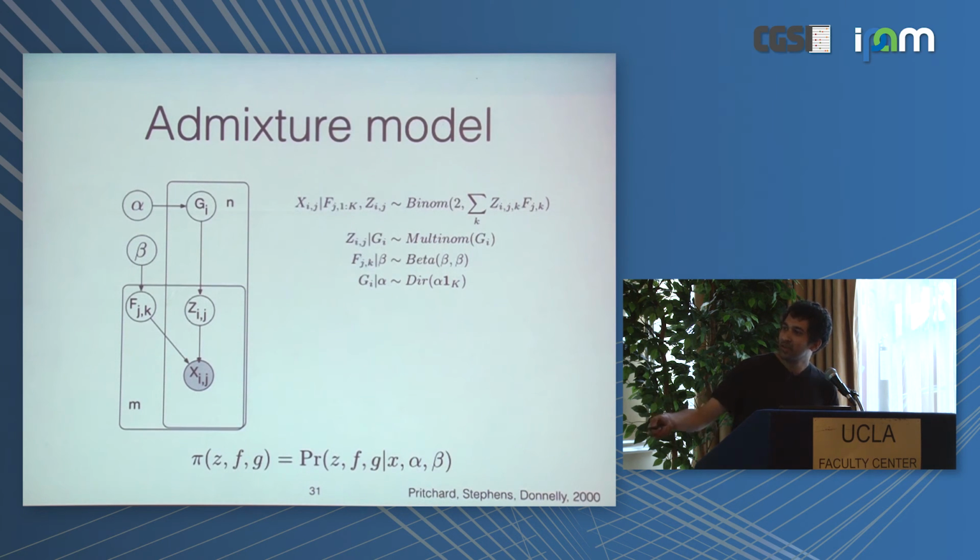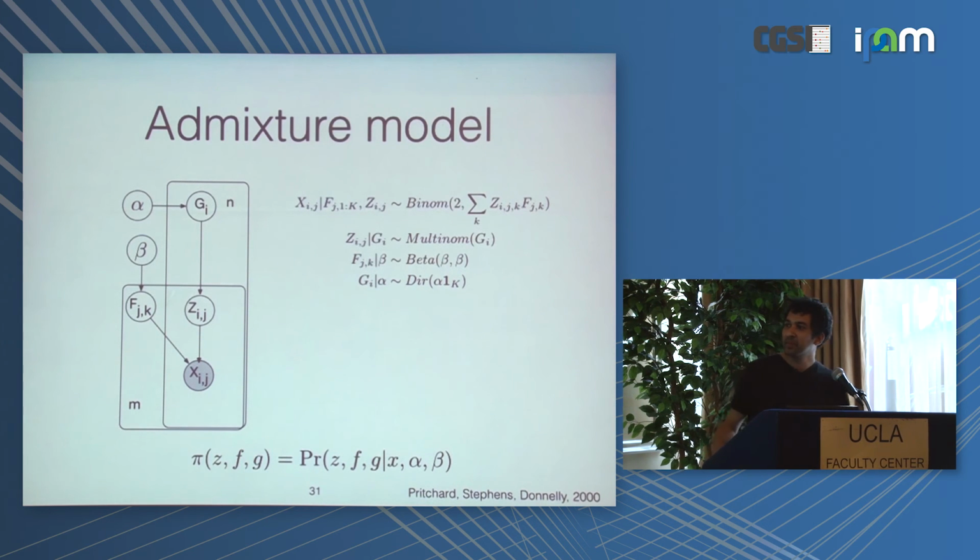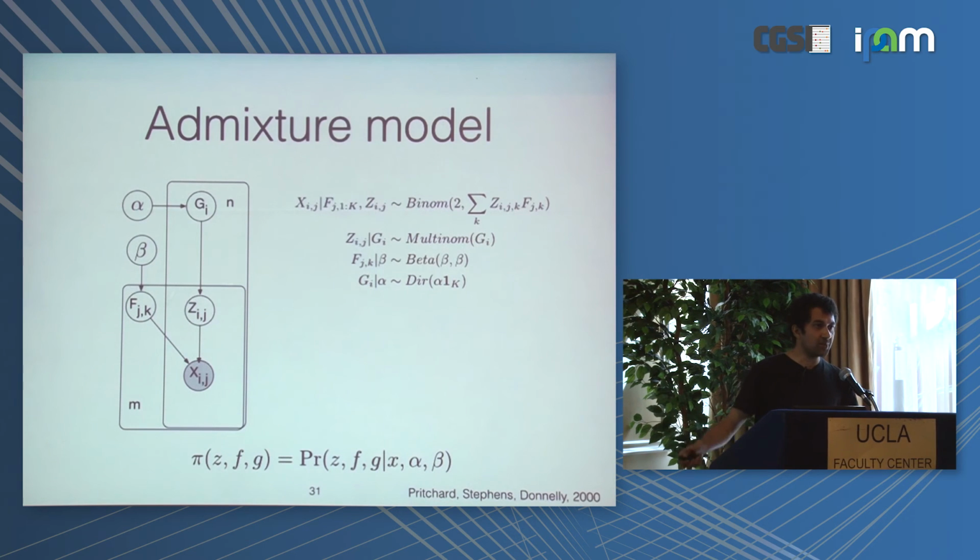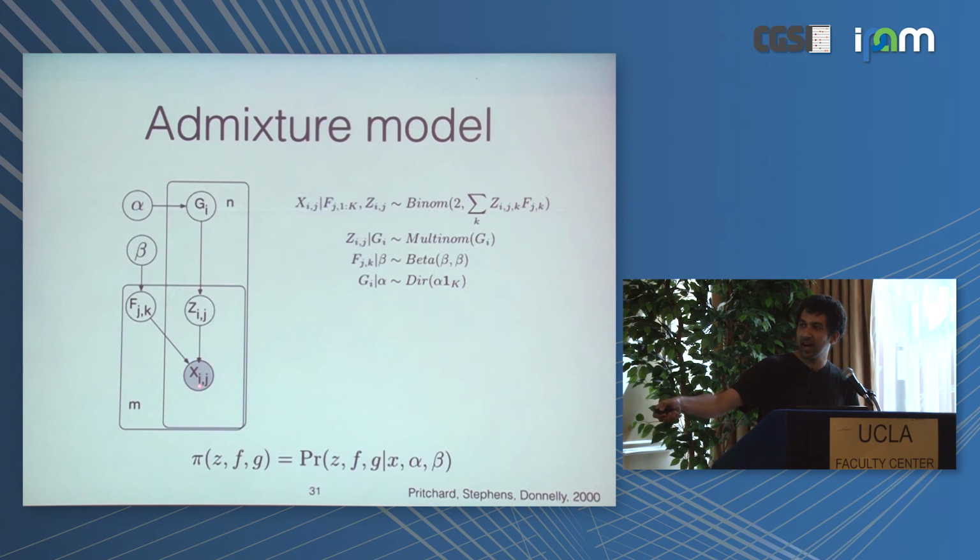So to quickly describe what's going on here, we have observations which are genotypes. We are observing I individuals at J SNPs, their alleles. And each individual can have ancestries from multiple different groups. The way we think of this is that at a given SNP, an individual can have ancestry drawn from any of the ancestral populations. That's given by this variable Zij.